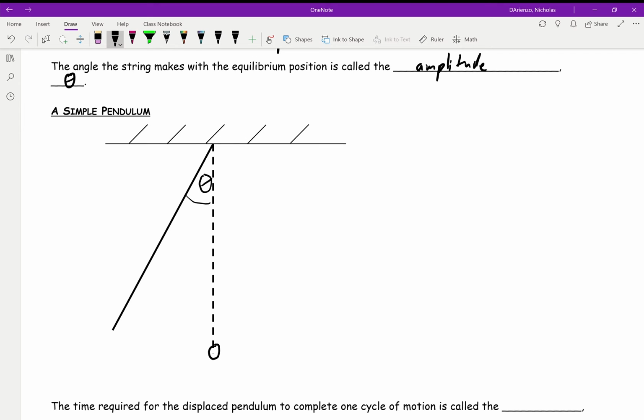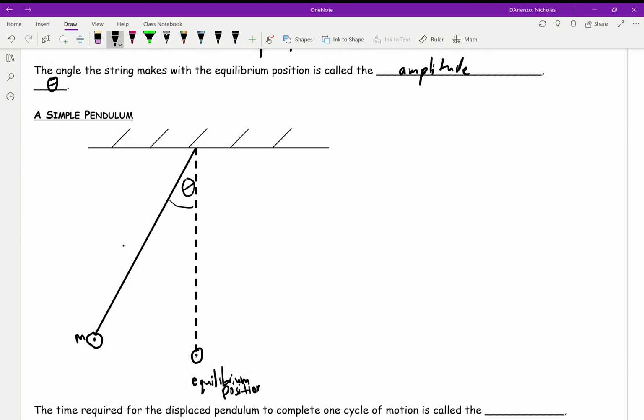We would have a bob on the end of our string here, and this bob will move back and forth depending on the motion of the pendulum. This would be our bob or our mass. Equilibrium, assuming that ground is at the bottom here. Equilibrium position is this position right in the middle. The string can have length L, and that's going to change how this pendulum is going to move.